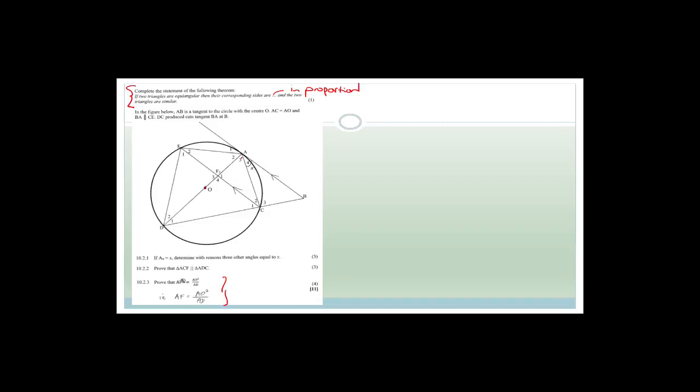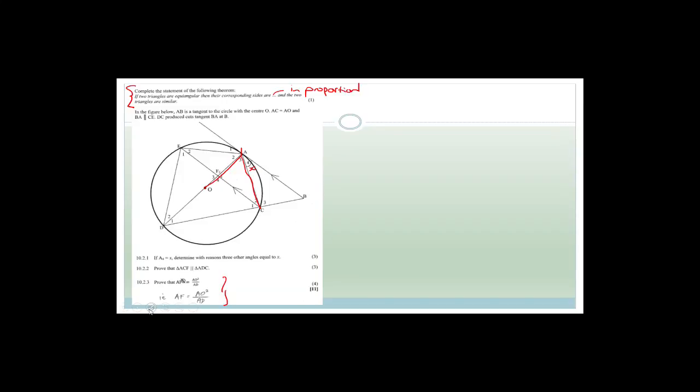It says, in the figure below, AB is a tangent to the circle with center at O. AC equals AO. These two are equal in length. And BA is parallel to CE. DC is produced to B. Now it says, if A4 equals X, determine with reasons three other angles equal to X.